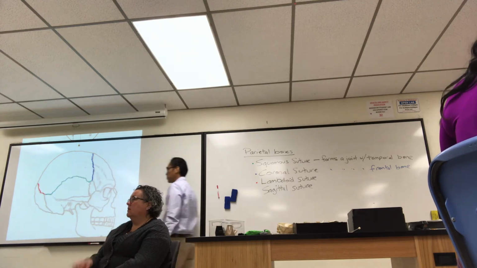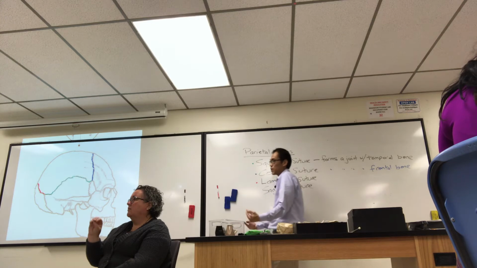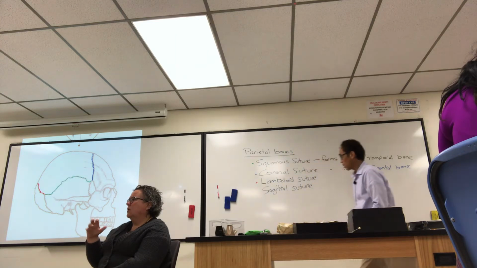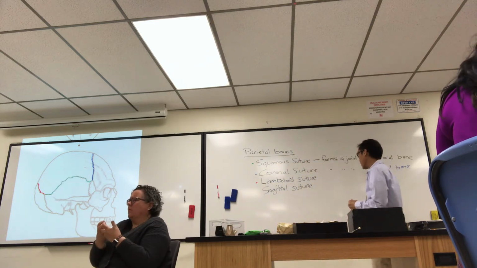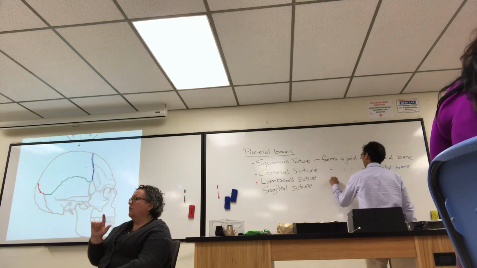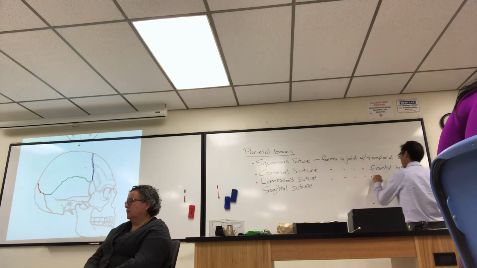So that's the Lambdoid Suture. And what's the bone it's articulating with back there? Occipital bone, very good. Forms a joint with occipital bone.